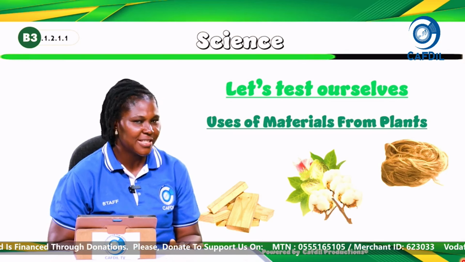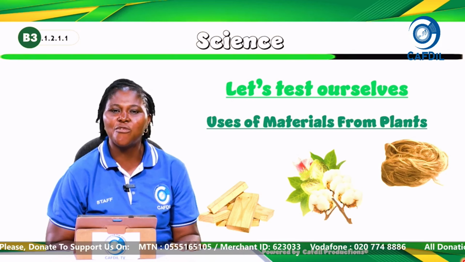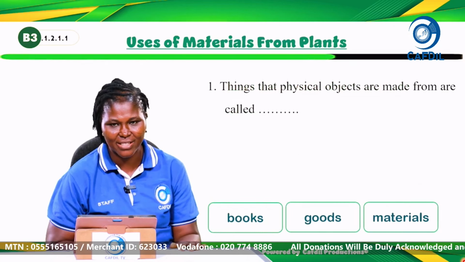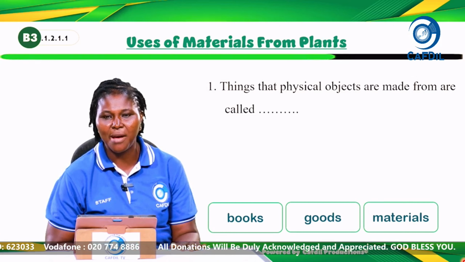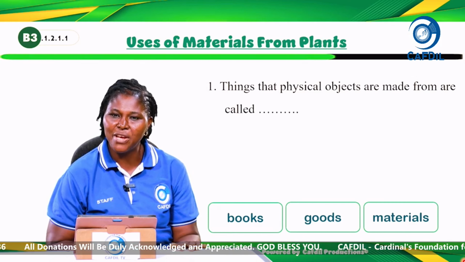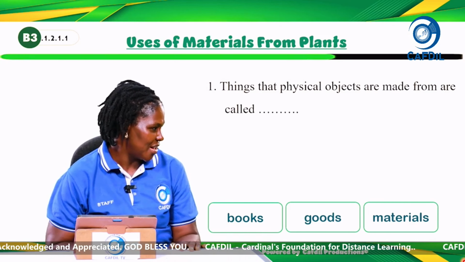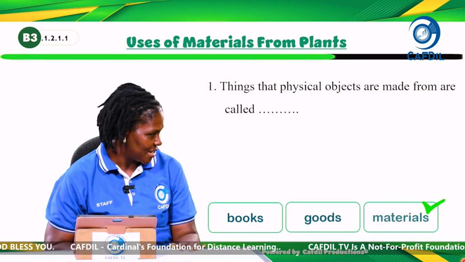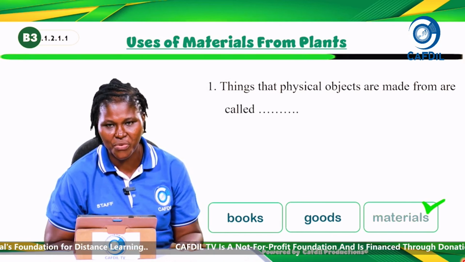Good. So let's test ourselves on this lesson. Uses of materials from plants. Question number 1. Things that physical objects are made from are called books, goods, materials. Good. Materials. So things that physical objects are made from are called materials.